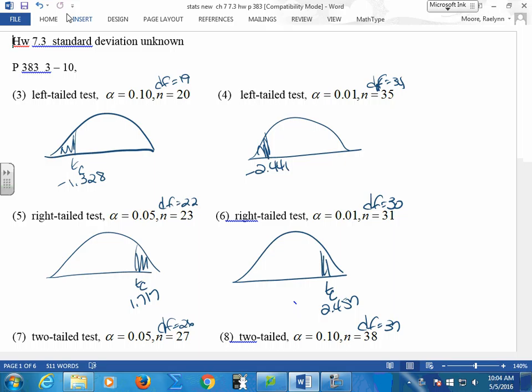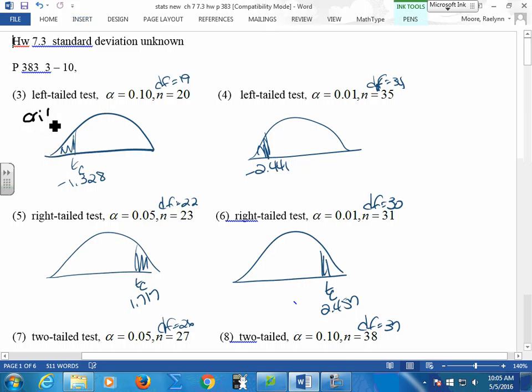So what they wanted you to do here was just to find your critical value. These are called critical values. Remember that the book calls it t sub 0. I like to call it t sub c. I don't care what you call it. This is the cutoff value.